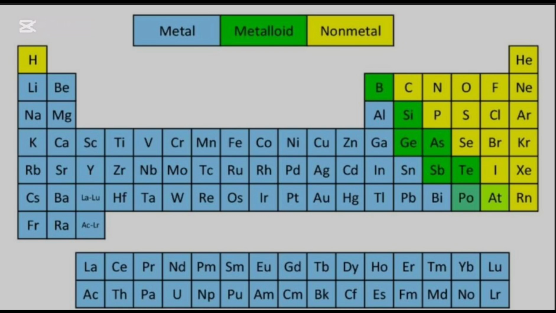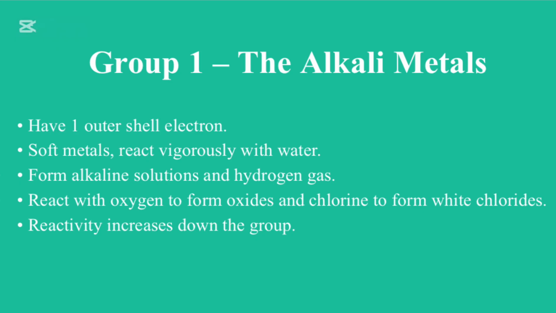So that aside, let's move to the next slide. As regarding your GCSE exam, let's talk about group 1 elements, which are metals. That's the alkali metals. That is to say, group 1 elements are popularly called alkali metals, and know that they have one outer shell electron. They are soft metals, react vigorously with water, and form alkaline solutions and hydrogen gas. They also react with oxygen to form oxides and with chlorine to form white chlorides.